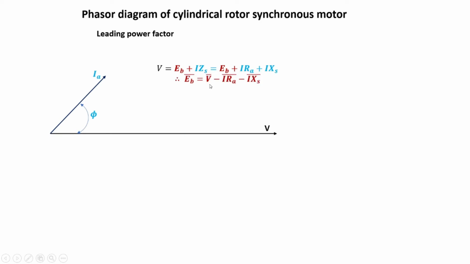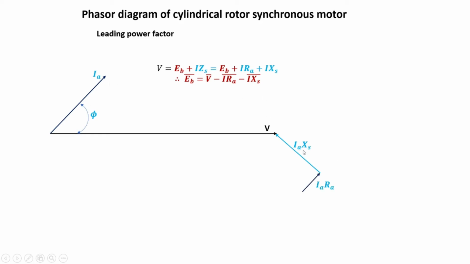So E_b is equal to V minus I_a R_a minus I_a X_s. So from this voltage phasor we need to subtract I_a X_s phasor and I_a R_a phasor. That gives back EMF E_b. So first of all, let's consider I_a X_s phasor, which is leading armature current by an angle of 90 degrees. Then we need to consider I_a R_a phasor, which is drawn parallel to armature current.